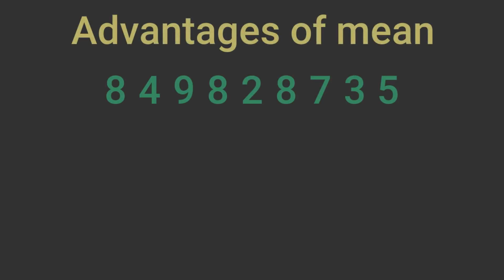The mean is useful because it takes all the data into account and it usually provides a good representation of the data. In this case, the data values here are all between 2 and 9. The single value 6 is a reasonable way of representing those numbers.